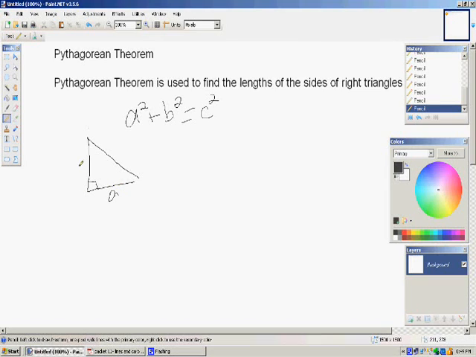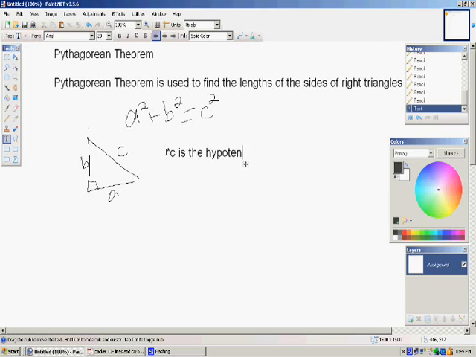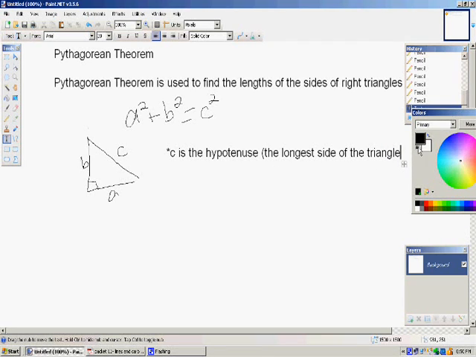We always make a and b the lengths of the sides, the base and the height of the triangle, and we always make c the hypotenuse. So here I want you to go ahead and make a note saying c is the hypotenuse, or the longest side of the triangle. We're going to do some examples together, and then I'm going to refer you to the pages in your packet so that you can practice this concept.